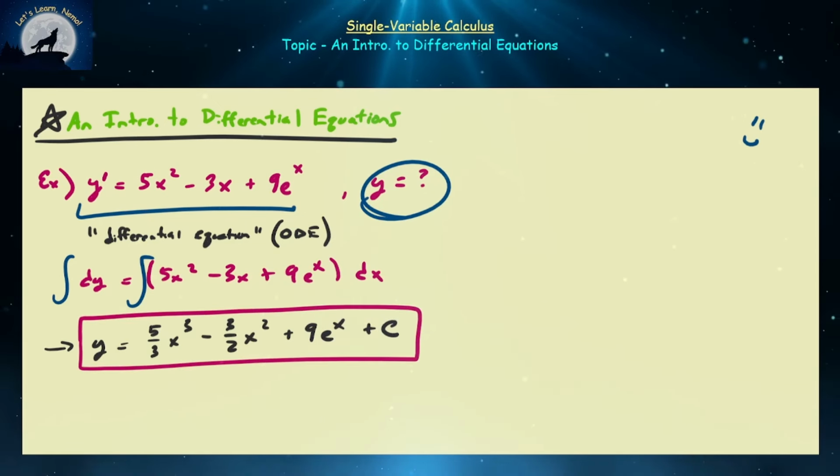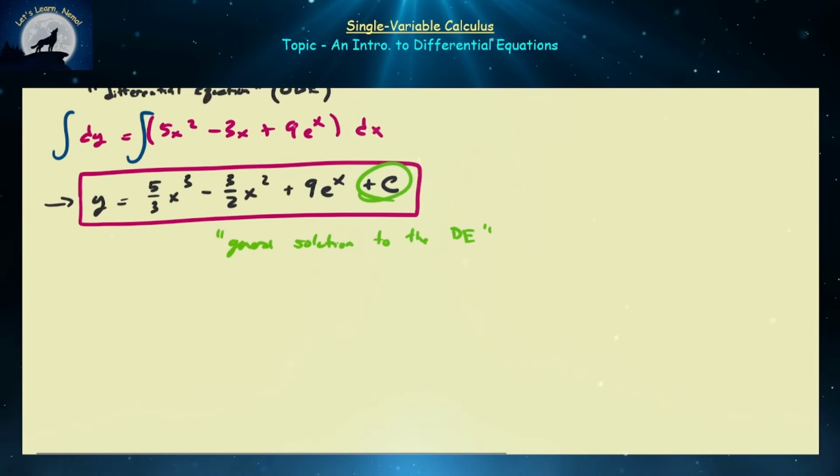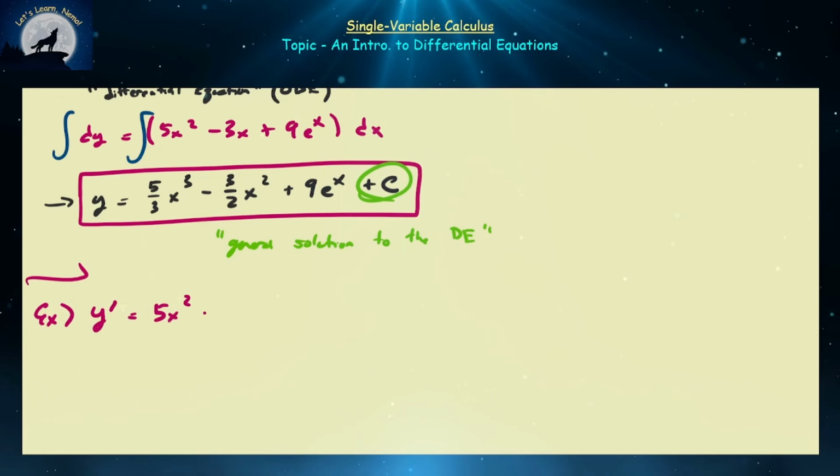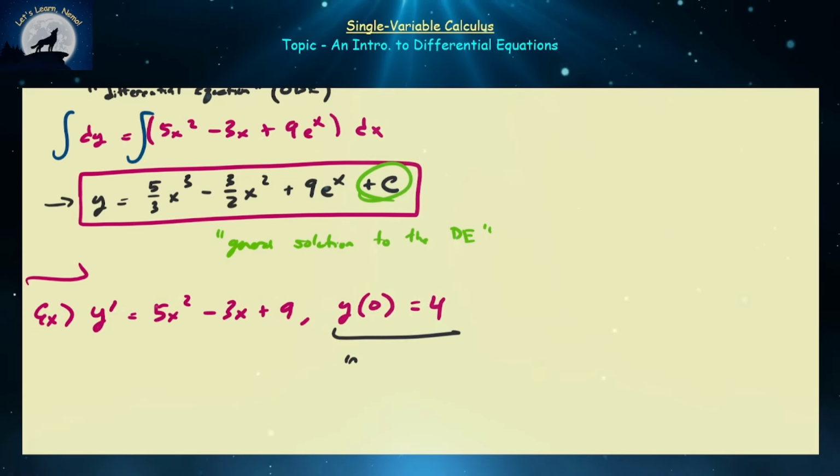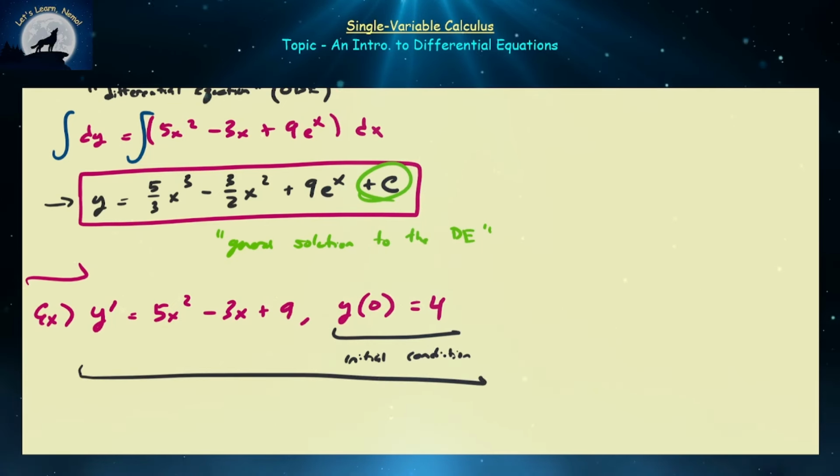But you will usually write this as the general solution to the differential equation, because we have this plus c, so it's not really a particular solution. Usually, if people want a particular solution, they'll rephrase the question in the following way. Let's assume we want to solve y prime equals 5x squared minus 3x plus 9e to the x with what we call the initial condition y of 0 is equal to 4. This is called the initial condition. And when we have a differential equation equipped with an initial condition, sometimes we call this an initial value problem, or IVP for short.